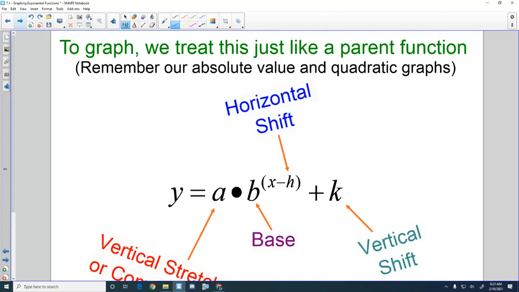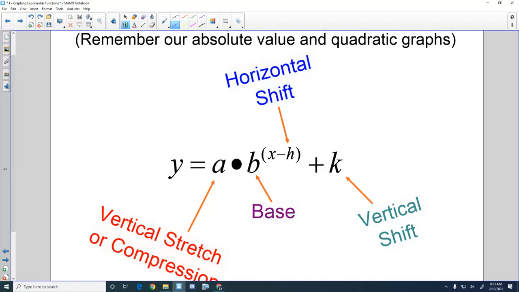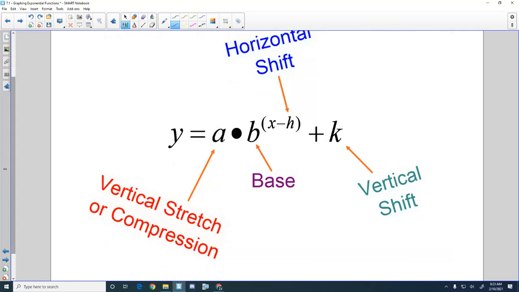So when we graph this, we can treat it just like a parent function. We did this for absolute value graphs. We did this for quadratic graphs, for the parabolas. And so we're going to do the same thing, where we analyze the equation and look at different numbers in different places. Now, we've got 1, 2, 3, 4. We have 4 different numbers that can be in our equation, right? And then there's the x, of course, the variable that we need. Based on what these numbers are, we'll determine where the graph is located on the coordinate plane.